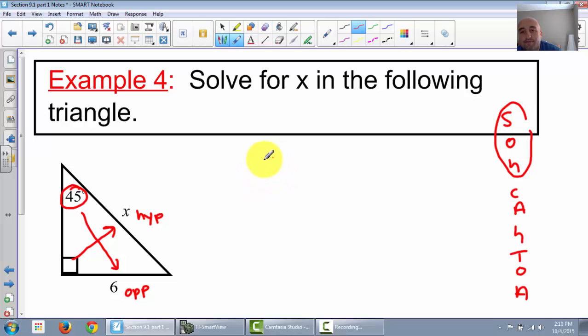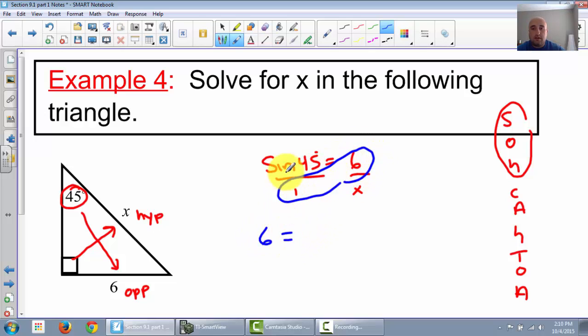So set up your sine. Sine of 45 degrees is equal to opposite, which is 6, over x, which is the hypotenuse, and then put the sine of 45 over 1 so we have a fraction. Now we're going to cross multiply again. So this one's a little bit harder. So 6 times 1 is 6. Sine of 45 times x is sine of 45 times x.